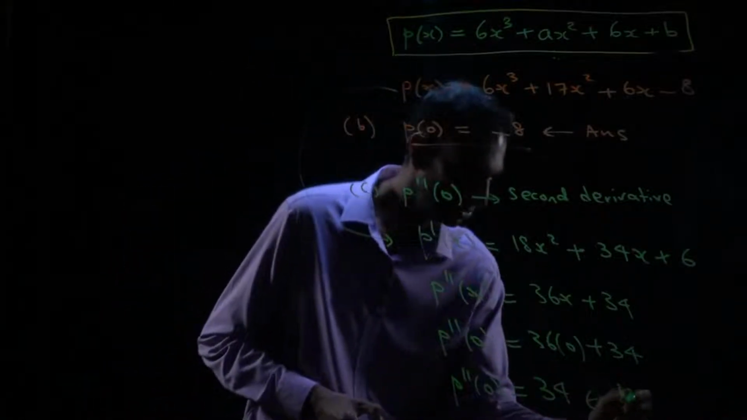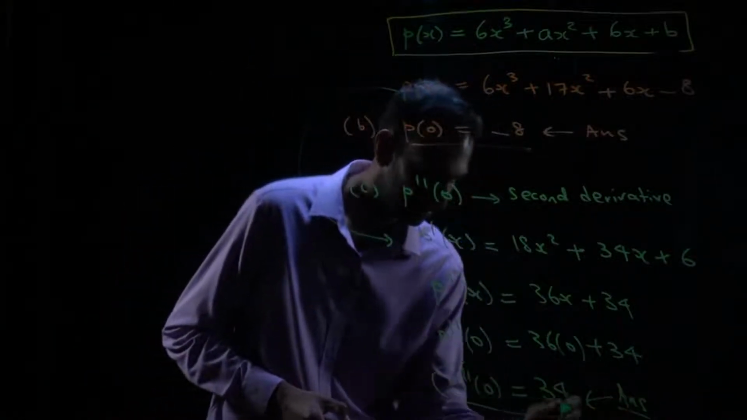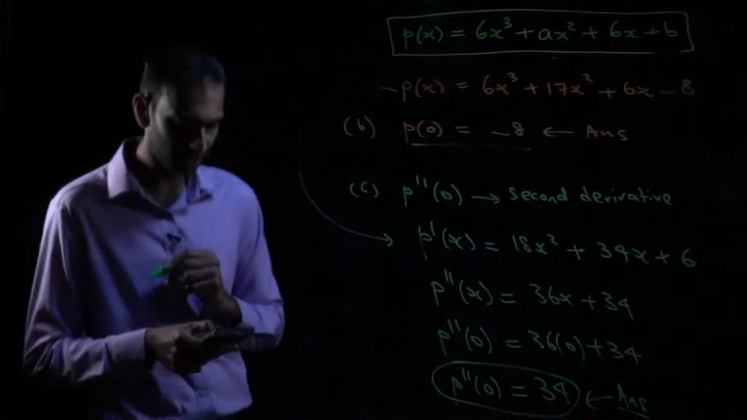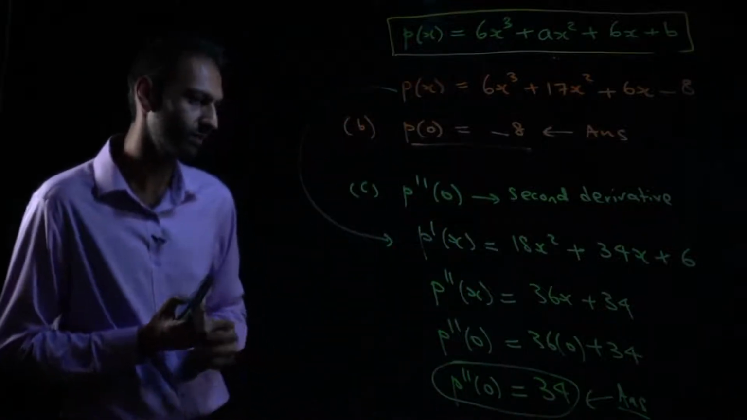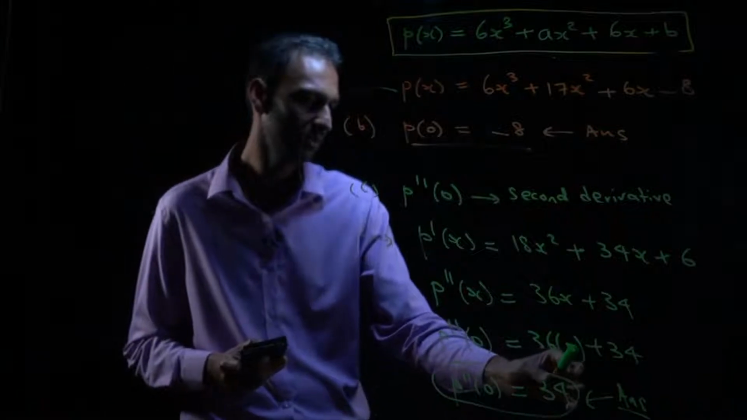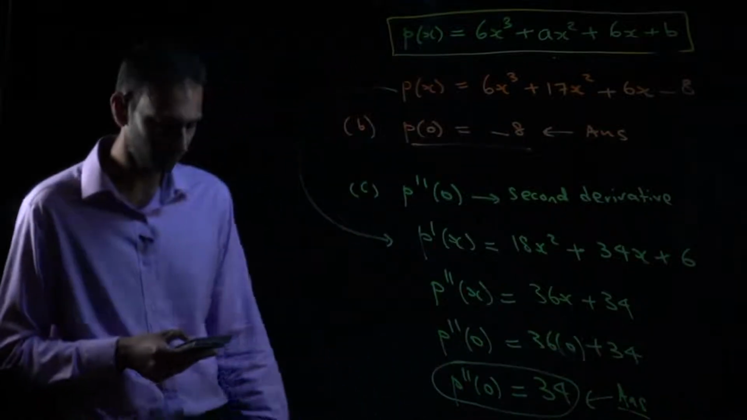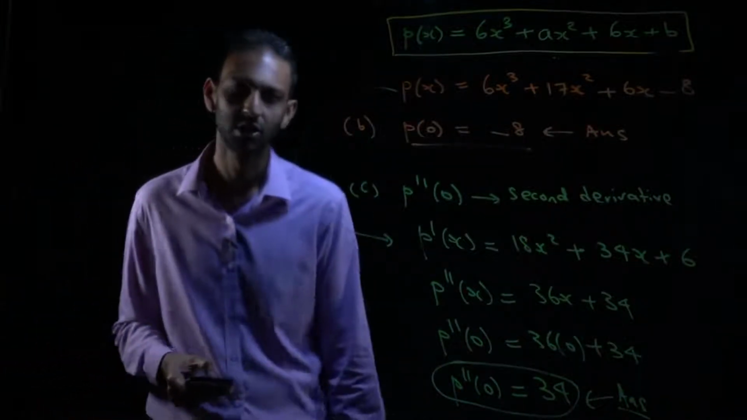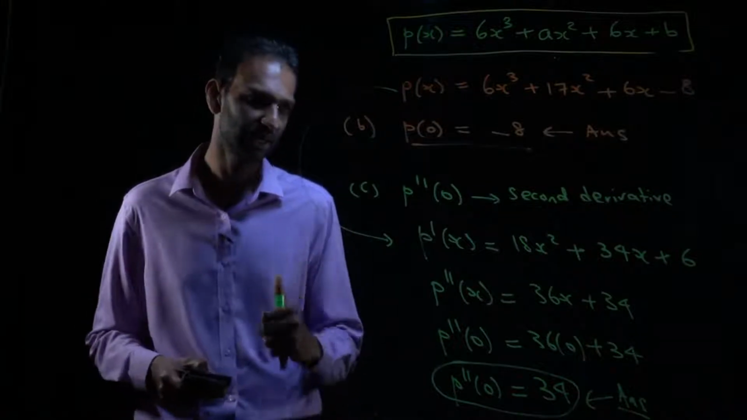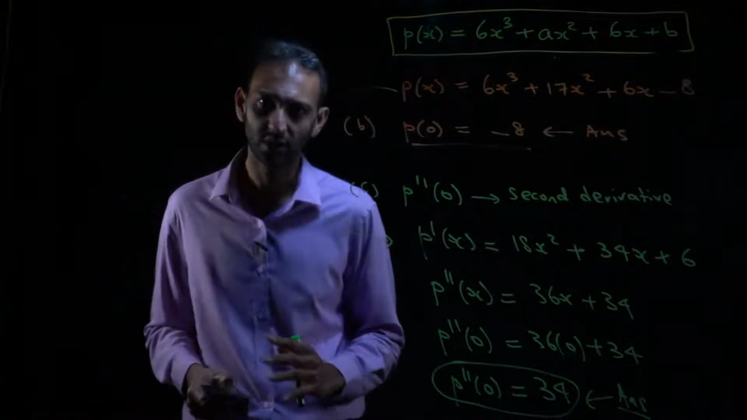So that's the answer to the problem. p''(0) is 34: 36 times 0 is 0, 0 plus 34 is 34. So that's the answer to question number 6, A, B, and C. It's quite an interesting question.